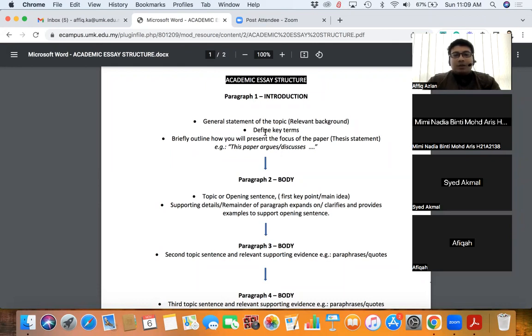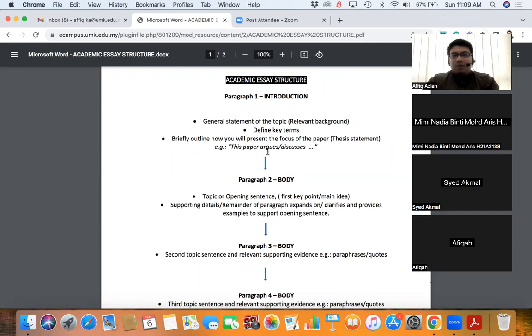And in the introduction paragraph, there are two things. One is the general statement, the overall background of the issue or the problem. And once you have done with the background of the issue or the problem in 5-6 sentences, depending on the length of the essay, then the last sentence of your introduction paragraph will be the thesis statement. The thesis statement will tell the audience, the readers of your essay, what you are going to discuss throughout the essay.